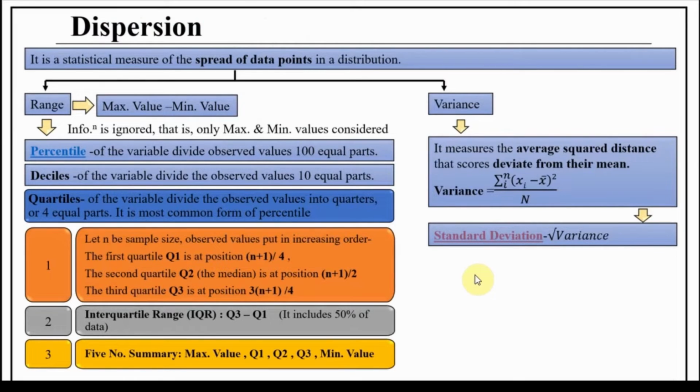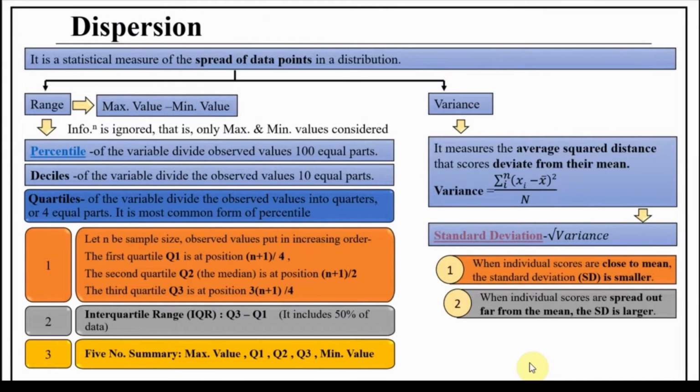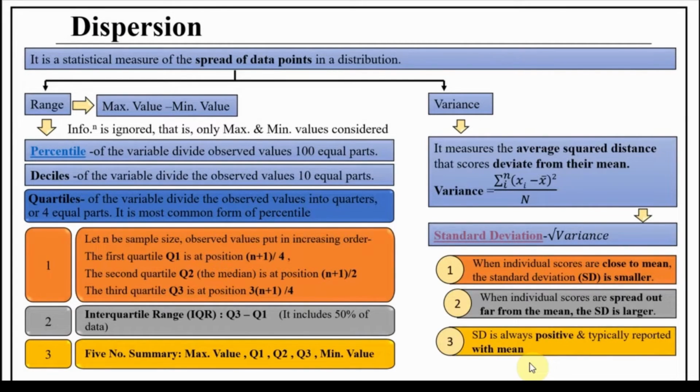Now let's see some basic points about the standard deviation. The first one is when individual scores are closer to the mean, then the standard deviation is smaller. The second one is when individual scores are spread out far from the mean, the standard deviation is larger. And the third point is standard deviation is always positive and typically reported with the mean.